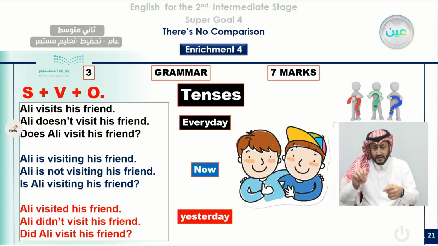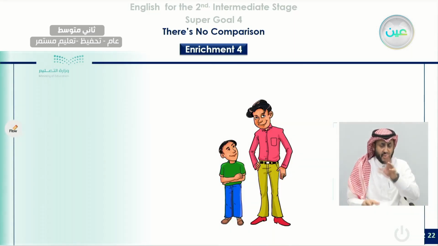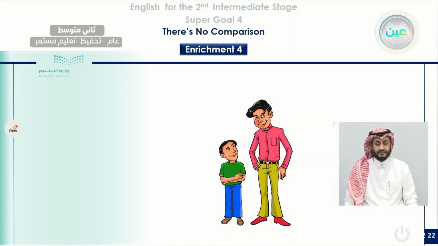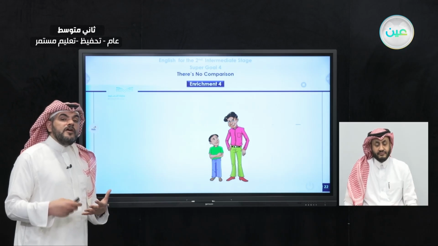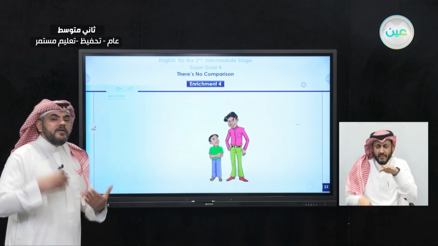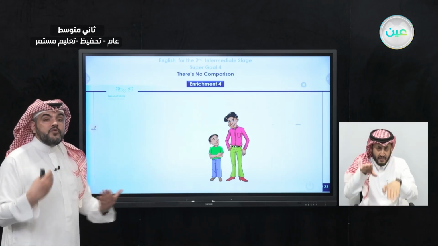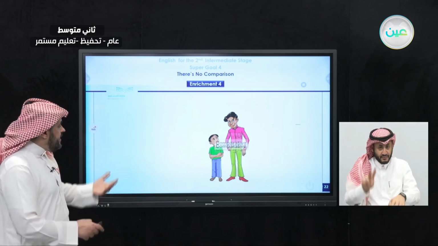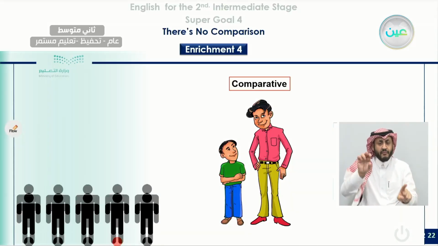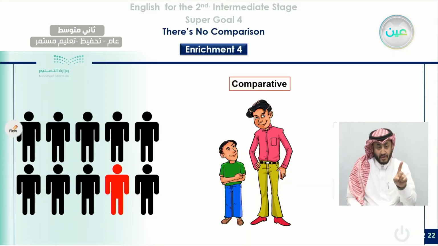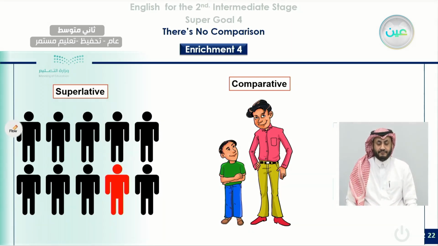Okay, and you have noticed also how we make it negative and how can we change it into interrogative or question. Okay, also as we said before, this unit is concentrating on comparison. What do you mean by comparison? To compare between 2 things, or like here we have 2 persons, and also to compare one thing to others. Like we call it superlative.